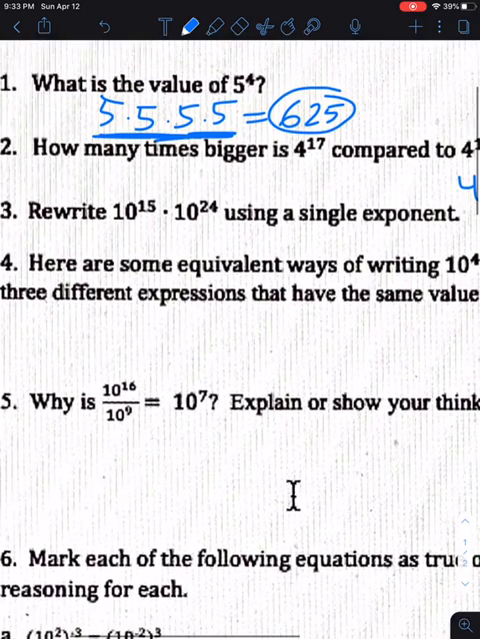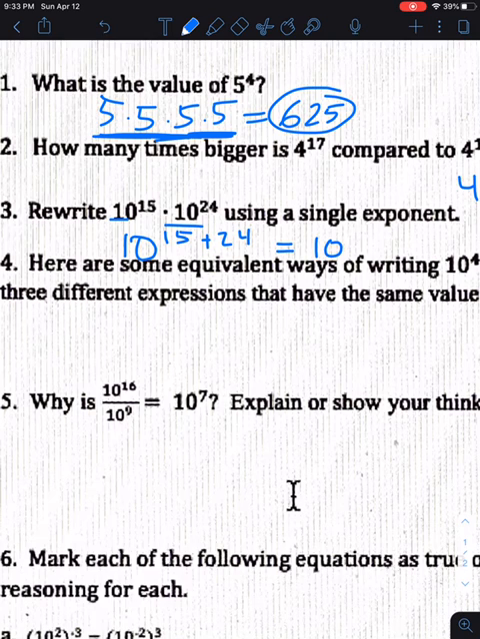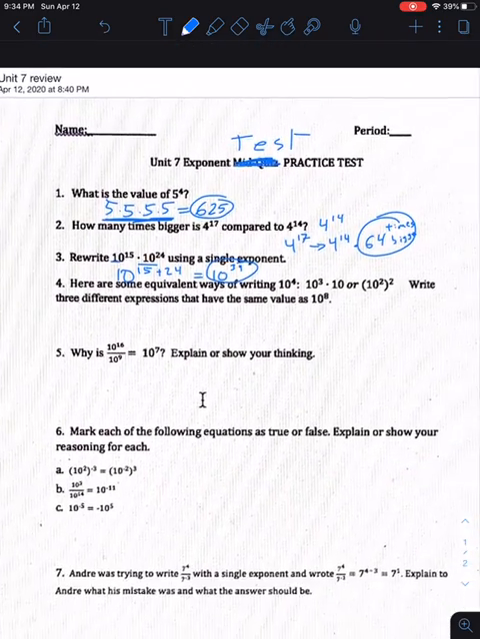So rewrite 10 to the 15th times 10 to the 24th using a single exponent. All right, so we've got the same base. All we have to do is use the power rule and add those exponents up. So 15 plus 24 equals 39. So you wrote 10 to the 39th, you would have gotten that problem right. Way to go. All right, let's look at number 4.